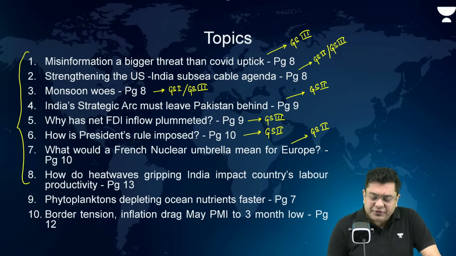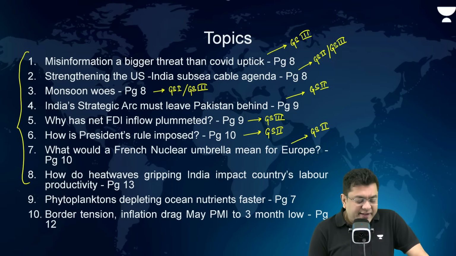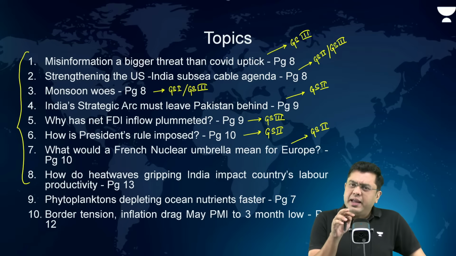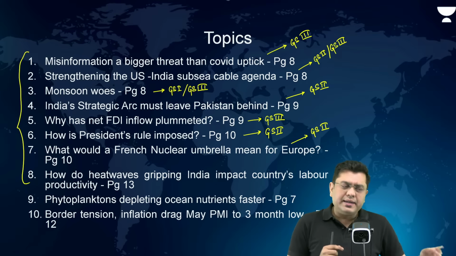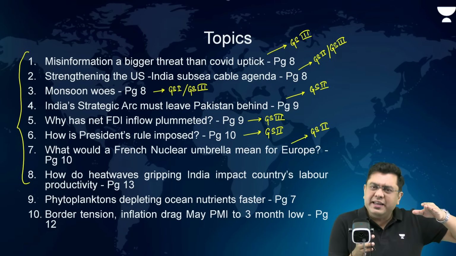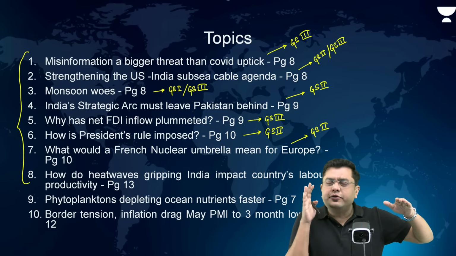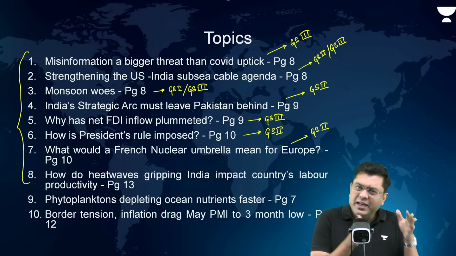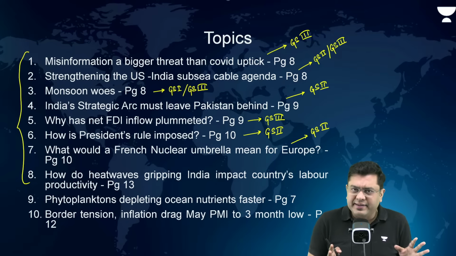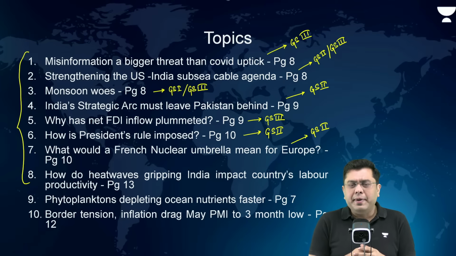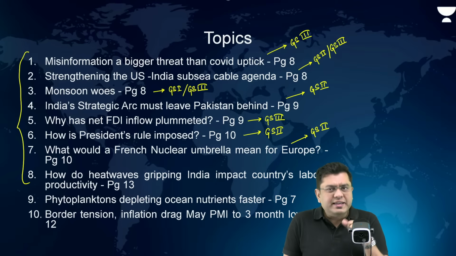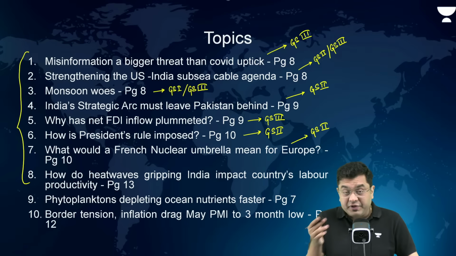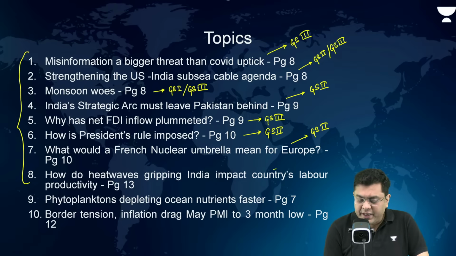How do heat waves gripping India impact country's labor productivity? Now, this is an important, at the same time, very interesting article which relates the conditionalities of heat wave to the conditionalities of economic output and what will be the overall implication. Now, heat waves is something for which numerous articles have been written, but here we will talk about the vicious cycle of poverty that it induces in many parts of the country, which will be very important for your mains examination, relevant again in GS paper 1 as well as your GS paper 3.